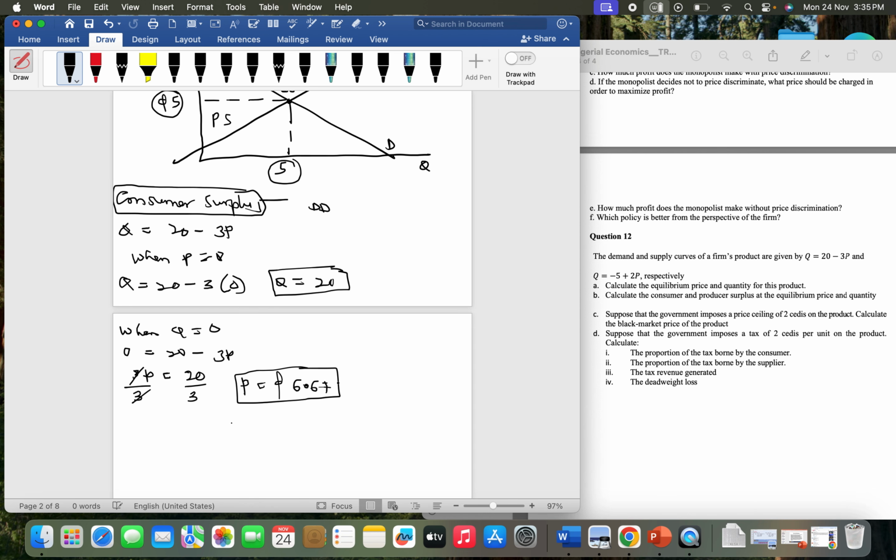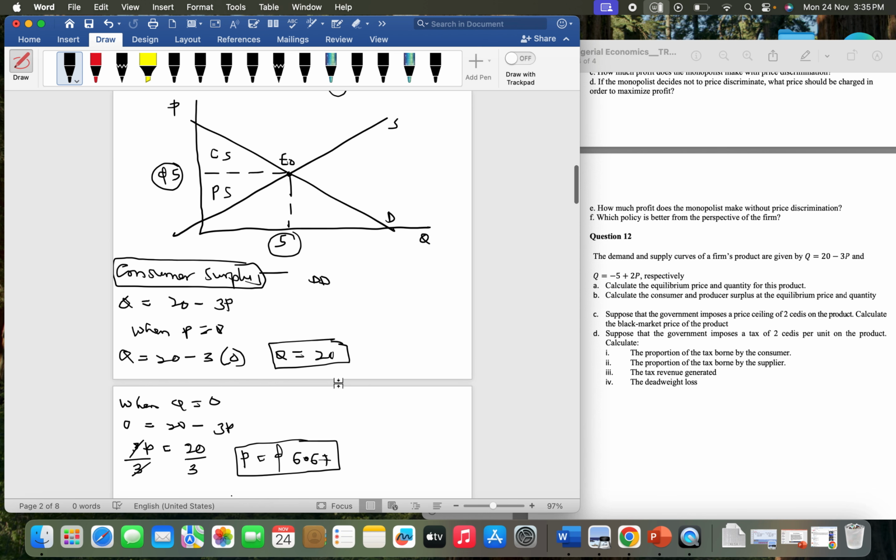So now, let's fix it here. Remember that I said for consumer, we use demand. So for consumer, we are using what? This demand curve. So you know this is the quantity side. This is what? Price side. So the quantity side for consumer, we had 20, so I'll fix 20 on this side. The price, we had 6.67, so in this column I have 6.67.